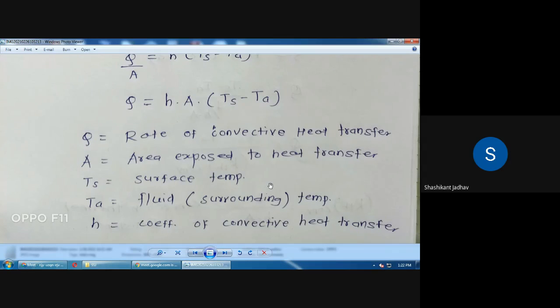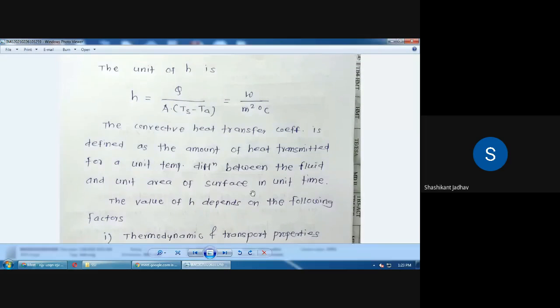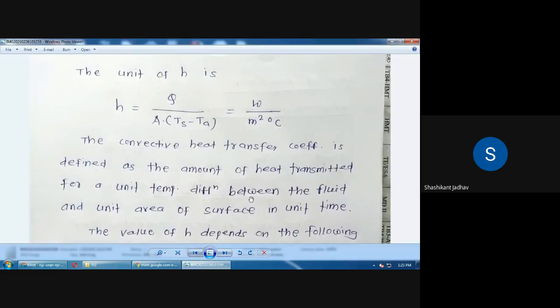Okay, so write down the unit of H. What is the unit of H? H is equal to Q by, how to write that equation? Rearrange the term. H is equal to what? Q divided by A into Ts minus Ta.